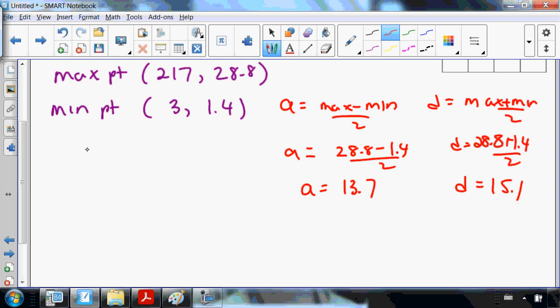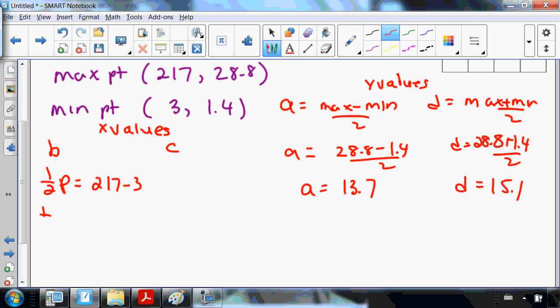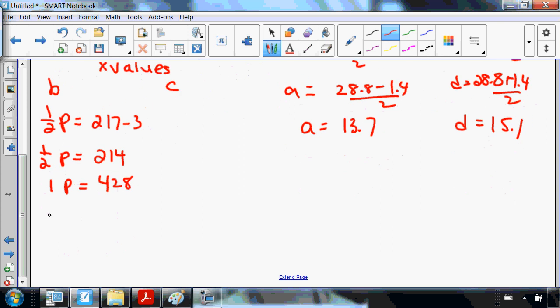Okay. My B value is tied to my period. So my B and my C value are x values, okay, A and D are y values. So for my x values, if I know the time it takes to go from a min to a max, that's half of my period. So I know that half of my period is going to be 217 take away 3. Half of my period is 214. So a whole period is just double that, which is 428. Okay, so that's the first part of the question. So number 1, 428.